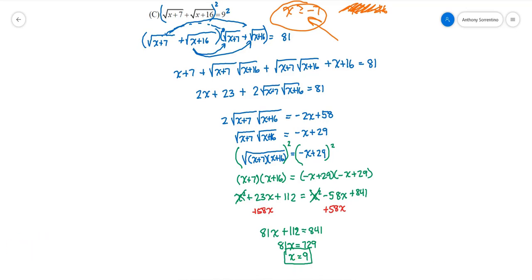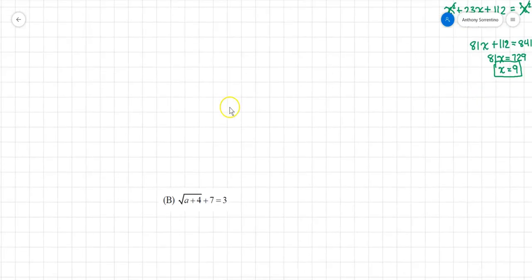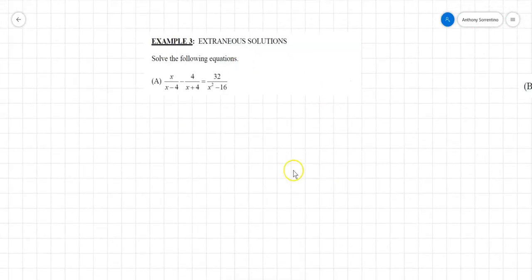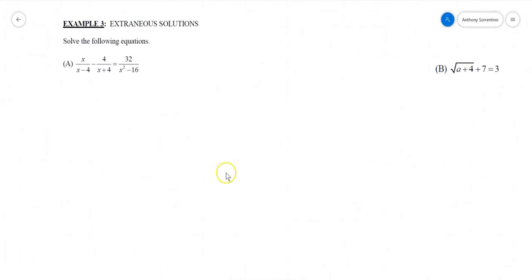So that's where we get into example 2 now, or example 3, which deals with extraneous solutions. So let's have a look at them. Now these are going to pop up some extraneous solutions, but there are different ways to determine them and figure them out. So A is obviously a rational equation.